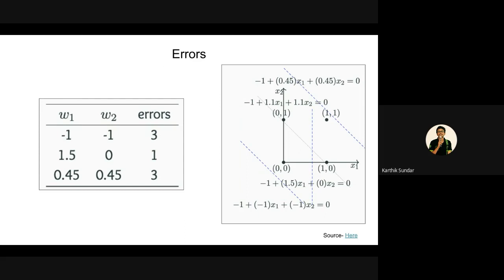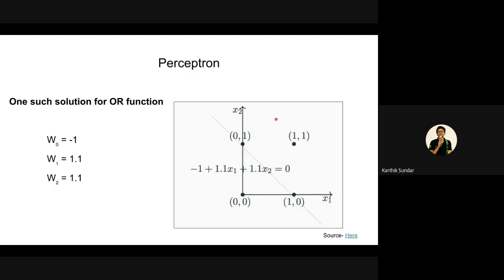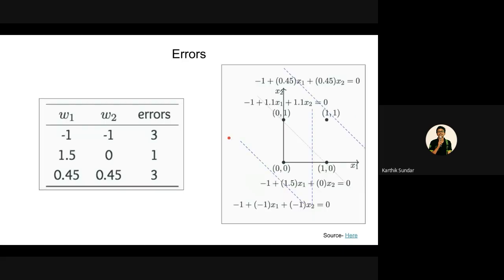So what is an error function? Here, what can potentially be an error? Suppose you are predicting this point as 0, which you are not supposed to do, then it can be considered as an error. So that's what we'll look at now.